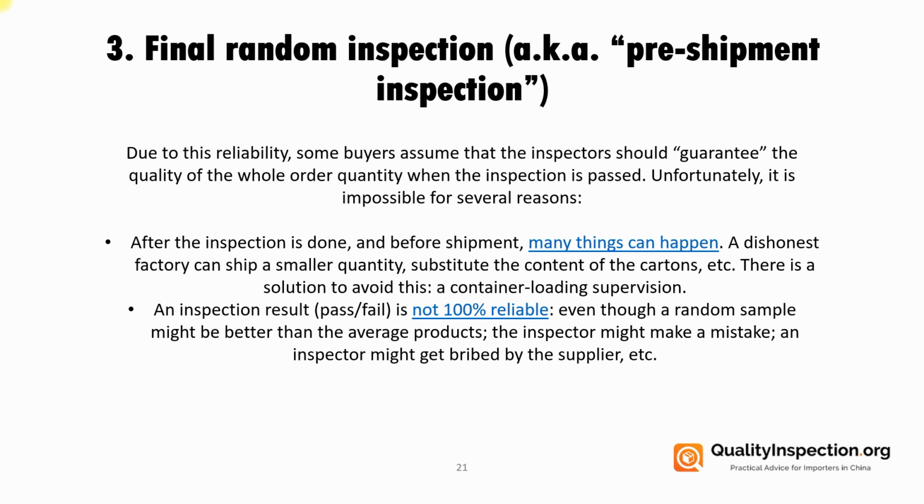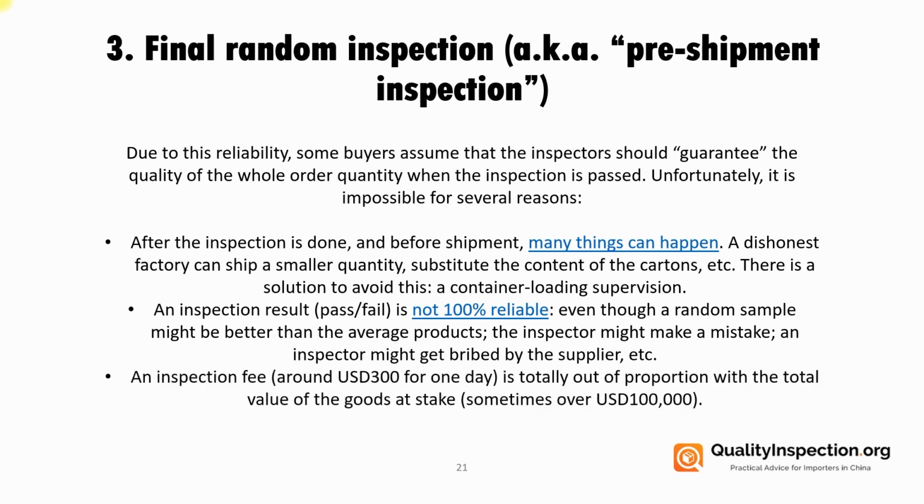An inspection result is not 100% reliable. A random sample is better than average products, but inspectors are human. They might make a mistake. It's possible that some inspectors may be bribed by the supplier to look the other way, and other human factors.